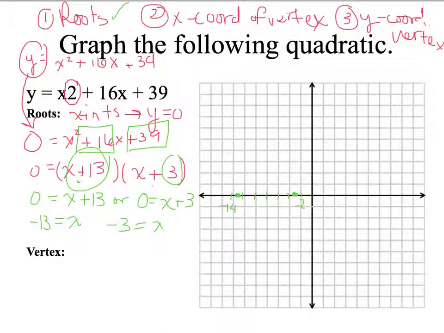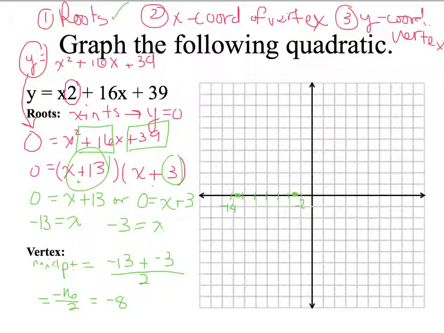Part 2, x-coordinate of the vertex. Vertex is located on the axis of symmetry. Axis of symmetry will be perfectly centered between these two. You can use the midpoint formula, which is x1 plus, oops, I put 14 because I saw that label on my graph. That might be a good reason to label every number on there, especially if you're on a quiz. Negative 13 plus negative 3, x1 plus x2, all divided by 2. Come down over here, we get negative 16 over 2, which is equal to negative 8.